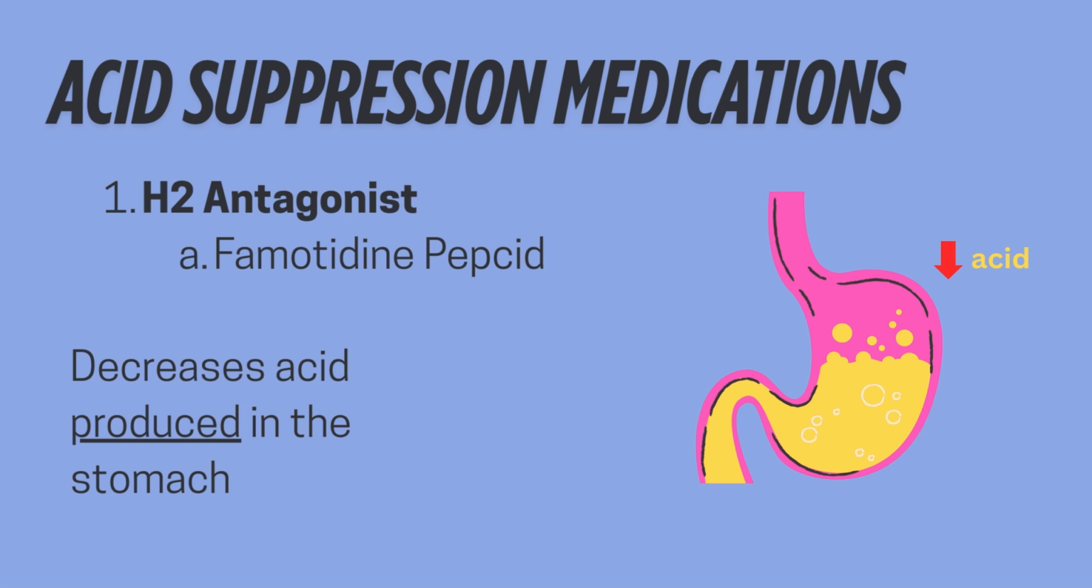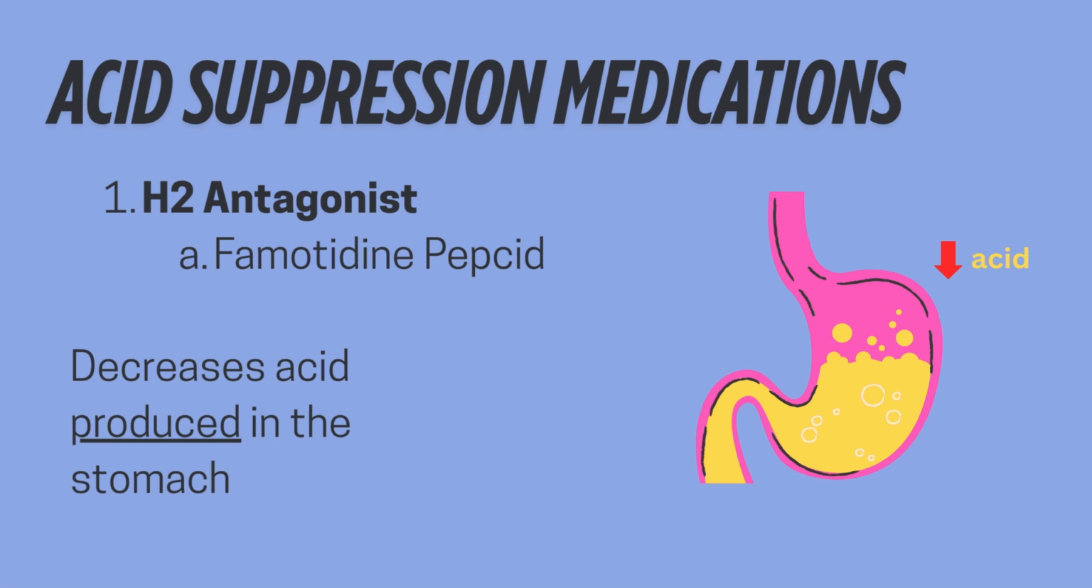Okay, so the type of medication is the acid suppression medication. The class is the H2 antagonist. And this medication decreases acid produced in the stomach. H2 antagonists are medications that block histamine receptors in the stomach lining, reducing the gastric acid secretion. Famotidine, commonly known by the brand name Pepcid, is a widely used H2 antagonist.